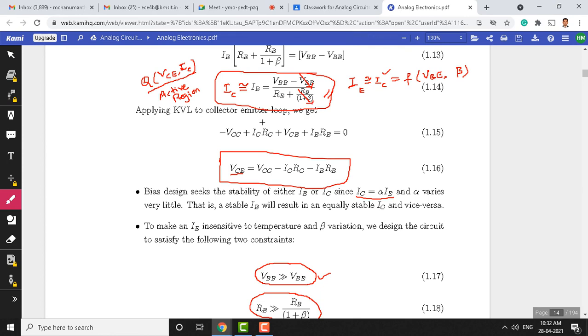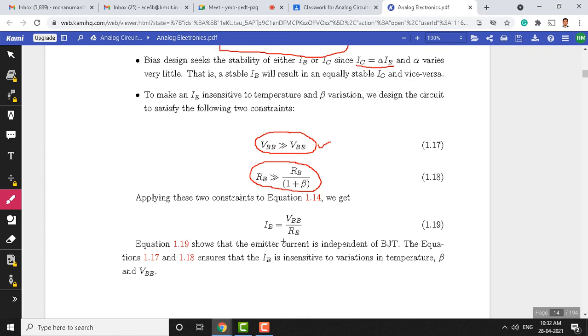Now, is this a good solution? With these two assumptions, let us call this assumption 1 and this assumption 2, what are we able to get? We are able to get the emitter current or collector current, even though I have not shown the collector current here, both approximately equal to VBB divided by RE.